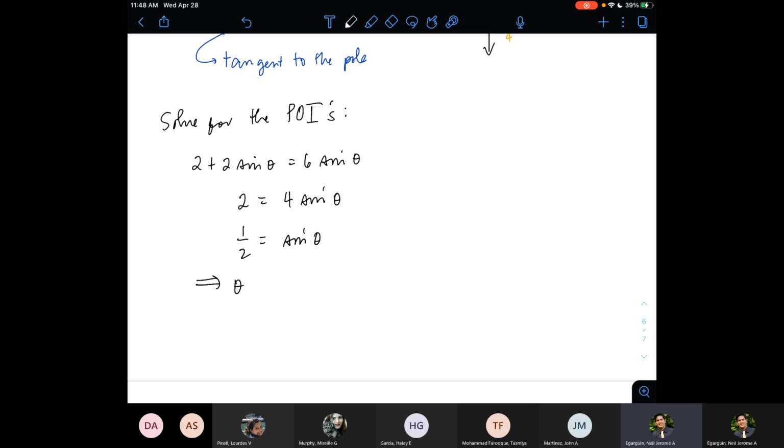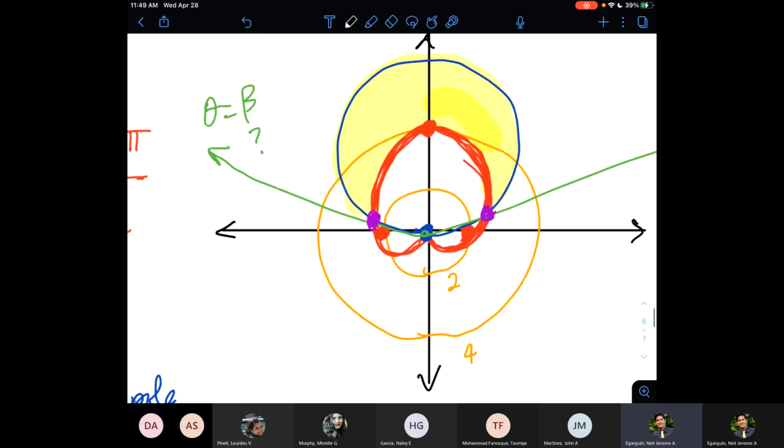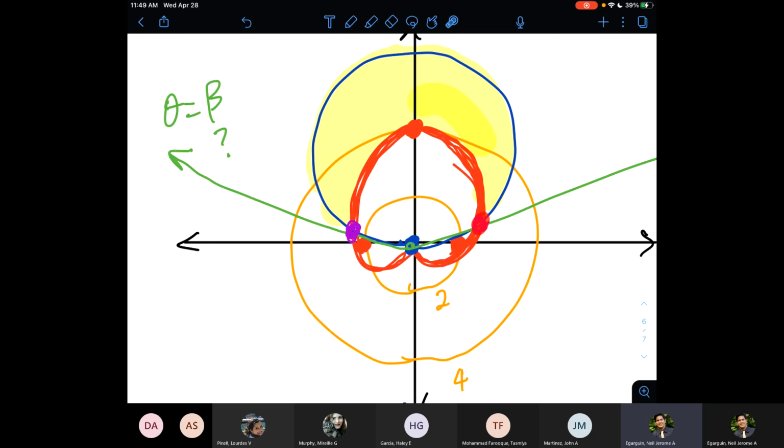And then I'll go back to the unit circle. What are the thetas whose sine is equal to 1/2? Sine will be equal to 1/2. Theta equals pi over 6 and 5 pi over 6. Right? So that means this intersection over here occurs when theta equals pi over 6. And the other intersection will be here at theta equals 5 pi over 6. So that means the region will start here. This is theta equals pi over 6. And then we will travel until we reach theta equals 5 pi over 6.